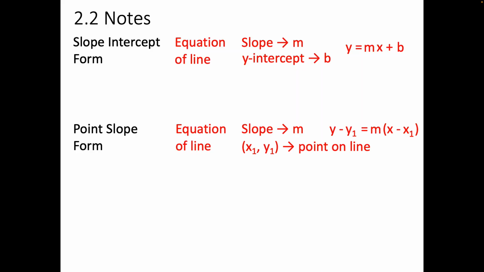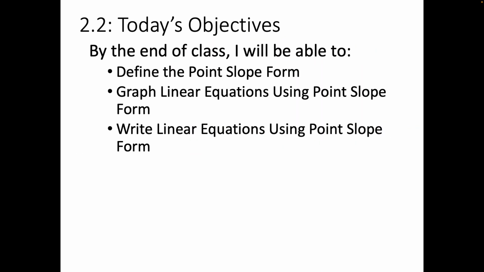All right, we said we had three objectives. The first objective was to define the point-slope form, which we have done right here. The second objective is to be able to graph linear equations using the point-slope form. So let's go through how to do that.